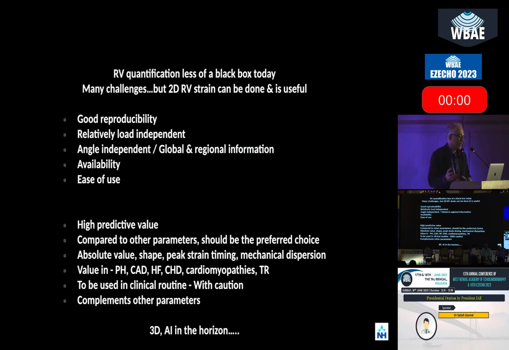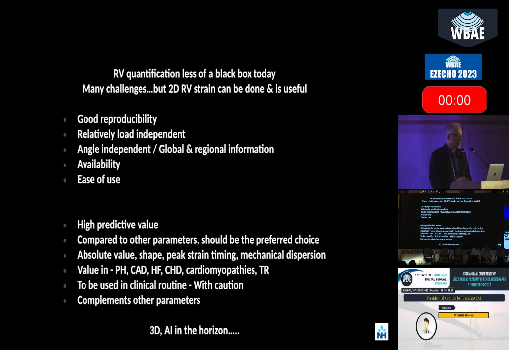Availability is something that I think needs more penetration, just like the GLS of the LV. Ease of use: it doesn't take much time except for the acquisition. You need to have a good window. It has a very high predictive value as the data shows, and compared to the other parameters, whether it is TAPSE or FAC or any other parameter, this is superior and should be the preferred choice. So don't just look at the absolute value, you also need to look at the shape, the peak strain timing and the mechanical dispersion. This gives you additional information, and the value is very focused right now.